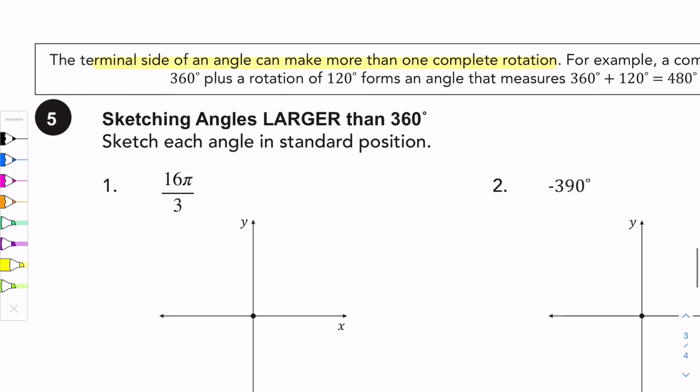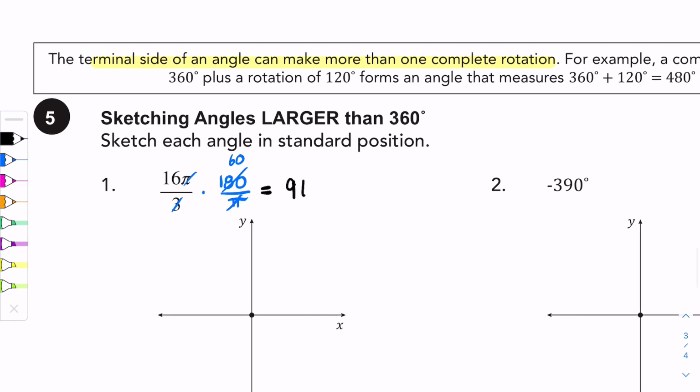Number 1 is positive 16 over 3. Let's start by multiplying that by 180 over pi. We're going to eliminate the value of pi. I notice that 3 goes into itself once and goes into 180 60 times. I also realize that 16 times 60 is 960. So we need to graph this.